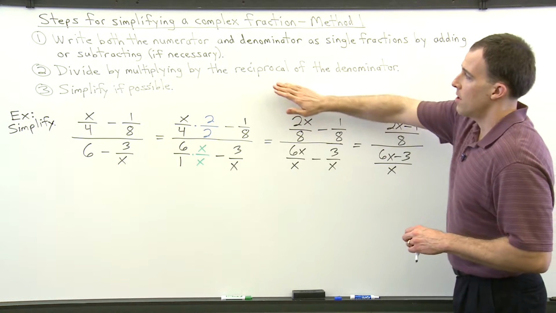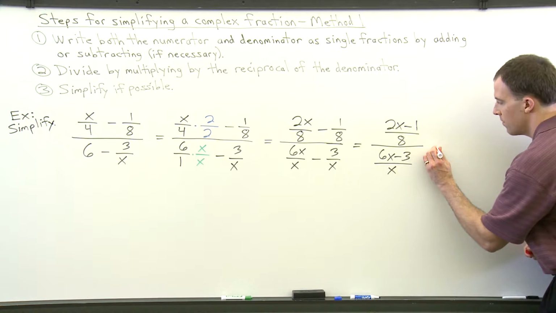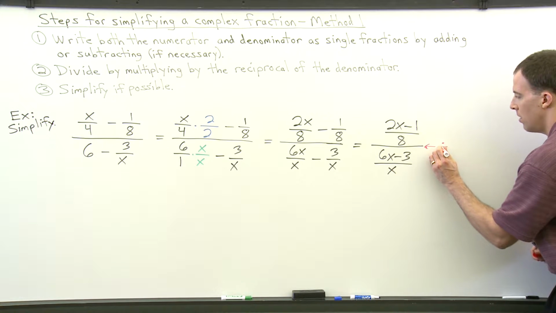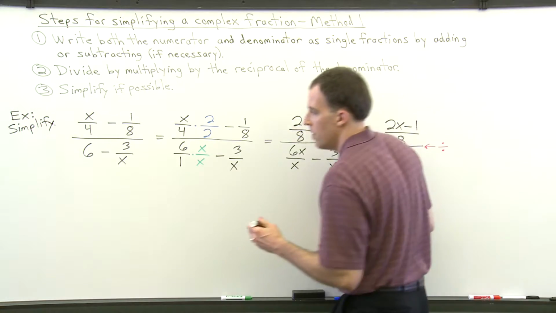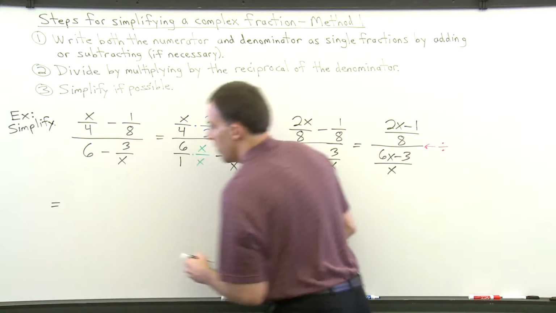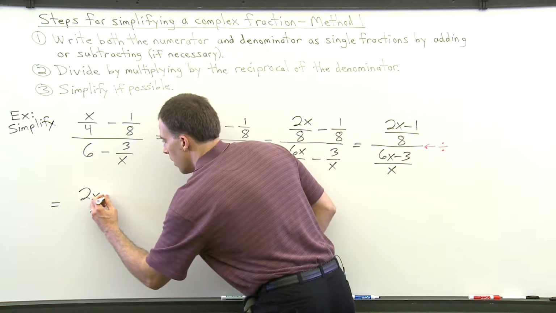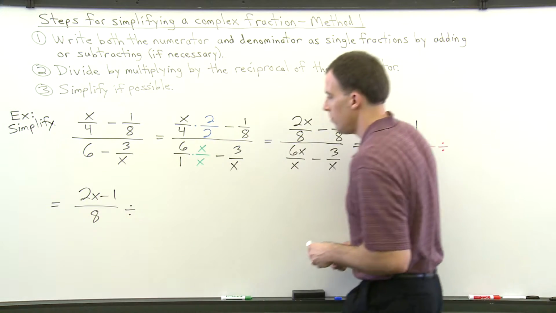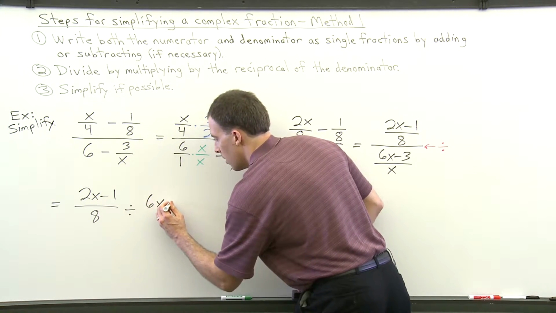The second step says to divide. So a fraction bar simply means divided by. This fraction bar there between the numerator and denominator just simply means divided by. So I'm going to rewrite our complex fraction as a division problem like this. We've got 2x minus 1 over 8, and that's being divided by 6x minus 3 all over x.